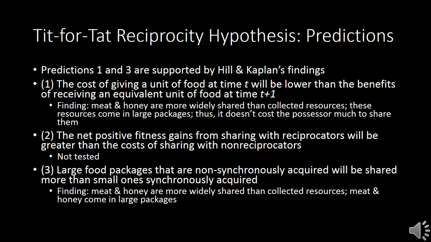Their finding that meat and honey are more widely shared than collected resources is in keeping with prediction 1, that the cost of giving X amount of food when you have lots of food to spare is less than the benefit of receiving the same amount of food at some point in the future when you have no food. It's also in keeping with prediction 3 of the tit-for-tat hypothesis that large food packages that are non-synchronously acquired will be shared more than small ones synchronously acquired.